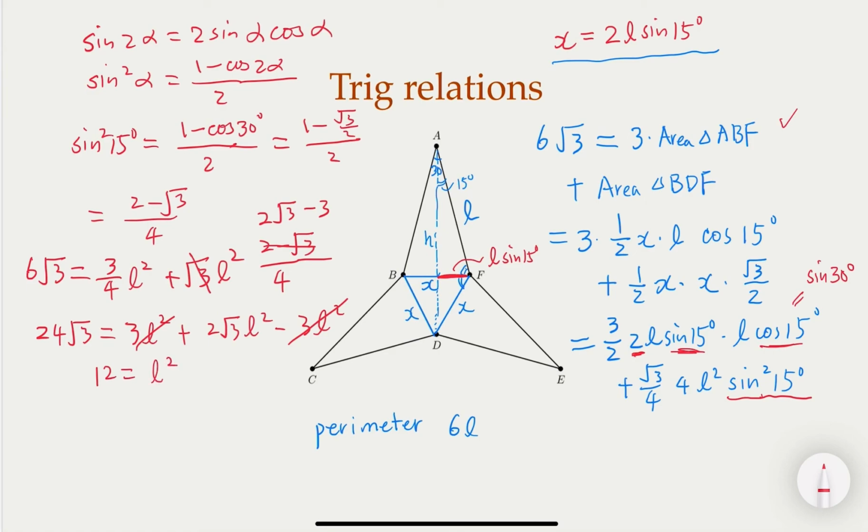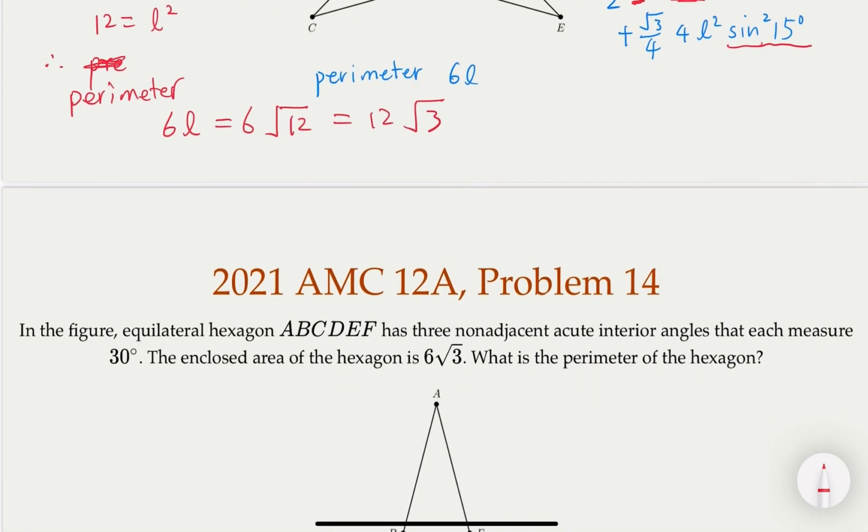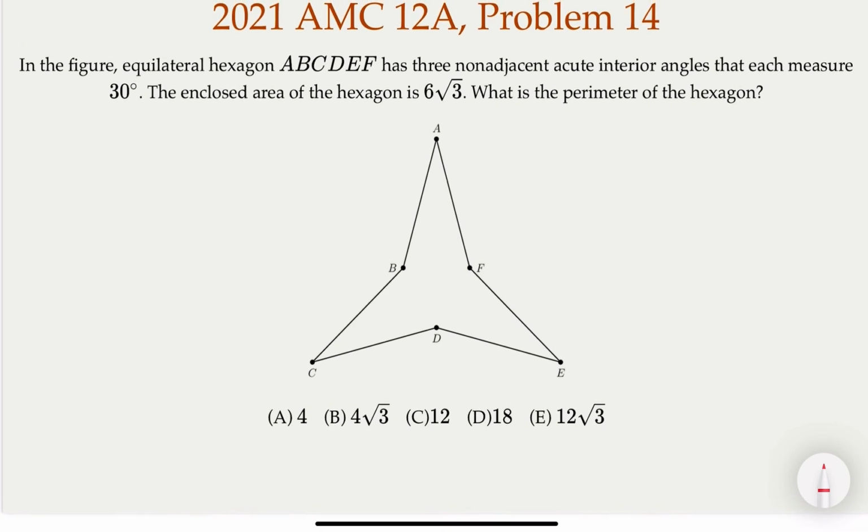So the perimeter is 6L, which is 6 square root of 12, and that equals 12 square root of 3. All right, so the answer to this problem is E.